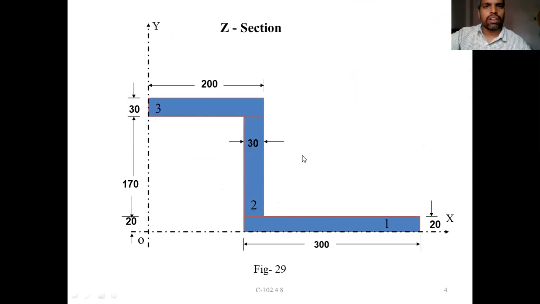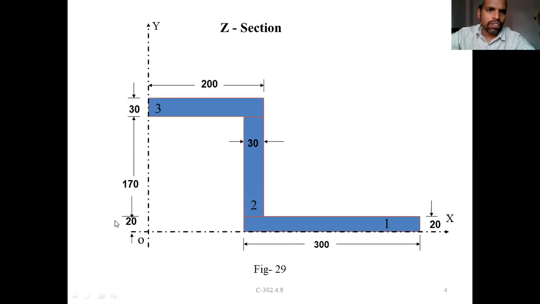Unless we locate the centroidal axis, we cannot calculate the moment of inertia about that axis. So that's why we first have to locate the centroid, then we can calculate about the centroidal axis. The first process is the location of the centroid. Let us see how to locate it. In the previous slide we discussed where to take the reference axis. So this is the reference axis.